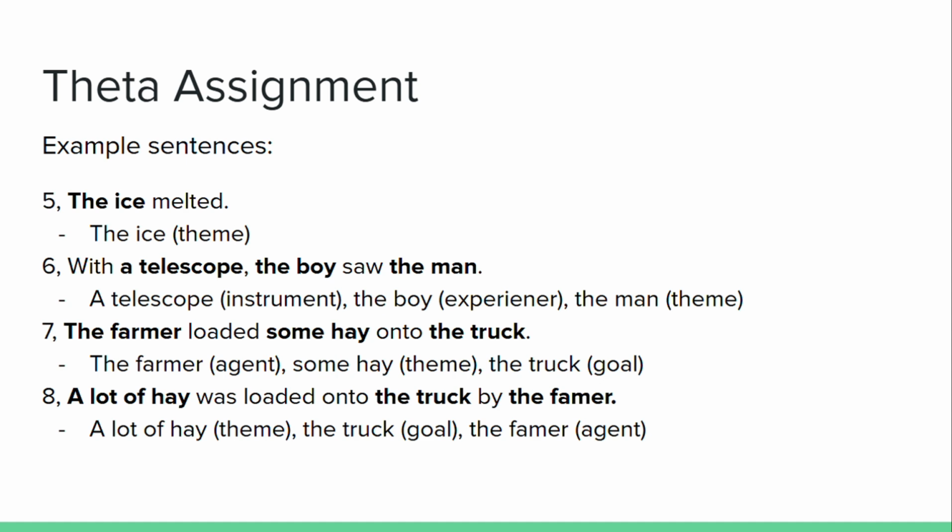A lot of hay was loaded onto the truck by the farmer. Here, a lot of hay, a noun phrase, is assigned the theta role of theme. The truck, a noun phrase, is assigned the theta role of goal, and the farmer, as the noun phrase, is assigned the theta role of agent.